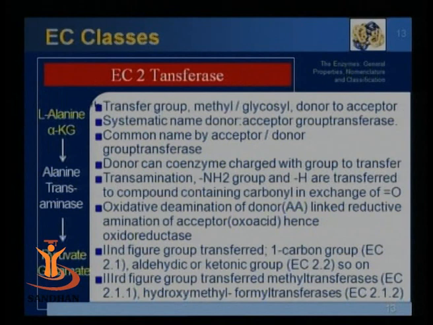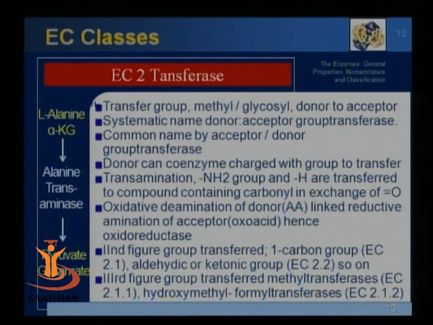The second class of enzymes are all transferases, that is, all enzymes having an EC number starting with 2 are transferase kinds of enzymes. As the name suggests, these are the enzymes which are able to carry out transfer of methyl or glycosyl types of groups to the acceptor molecules. And in these types of enzymes, the systemic name is derived by a pattern, that is donor:acceptor group transferase. So write down the name of the donor followed by the name of the acceptor, and at the end we have to add group transferase. This becomes the systemic name for the enzyme. But common names are generally given by either acceptor or donor followed by group transferase as a suffix.